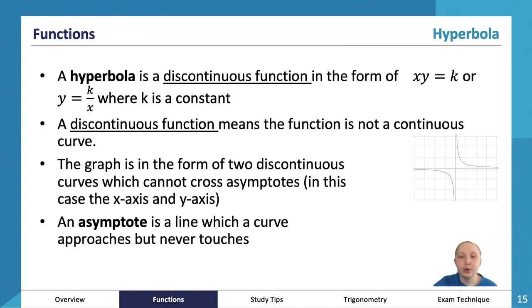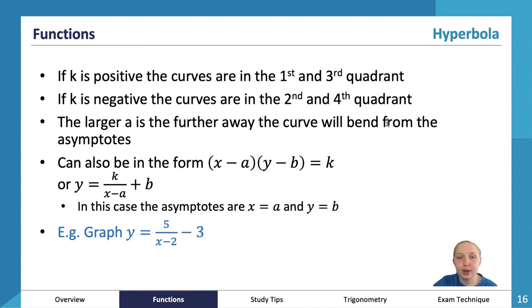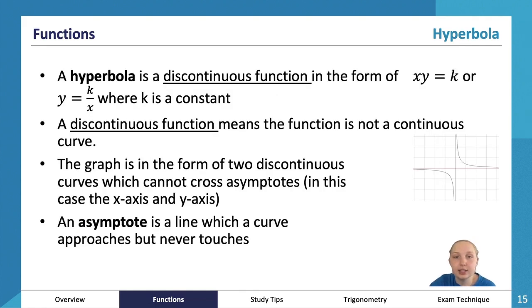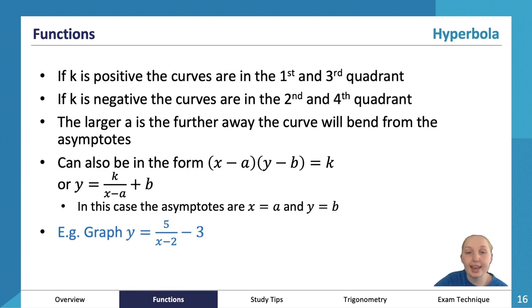So if our value for k is positive, so if we have a positive constant, then we are going to have a graph in the first and the third quadrant. If k is negative, then our graph is going to exist in the second and the fourth quadrant. Then when we're looking at our equation again, the larger our a is, that means the further away the curve will bend from your asymptotes when we're looking at the equation in this format, y equals k over x minus a plus b, where a and b are the transformations you can do to your graph, where it'll move it left and right, up and down.